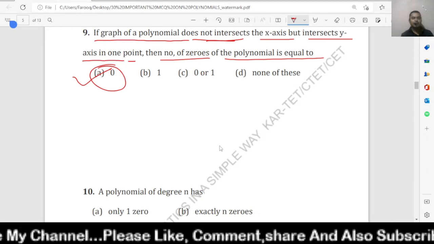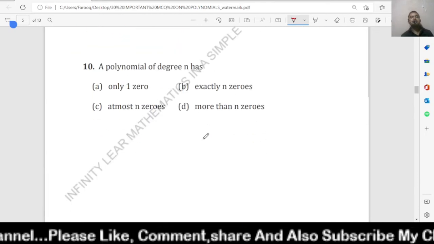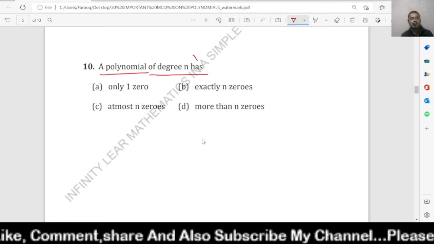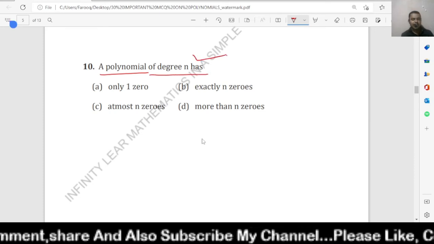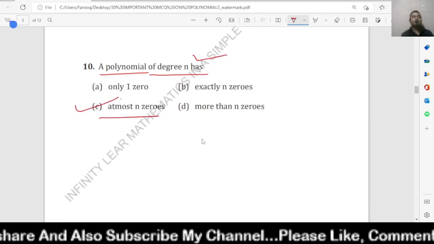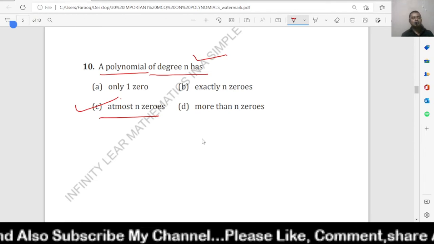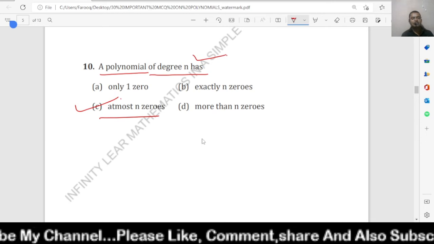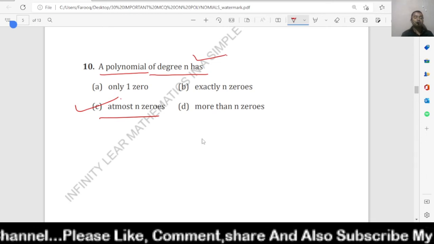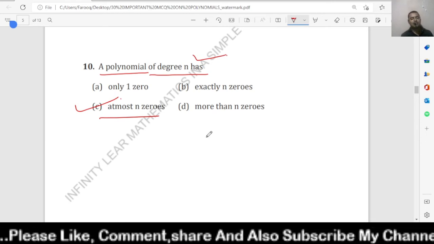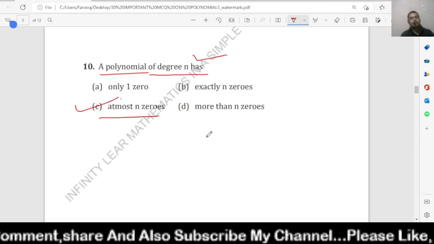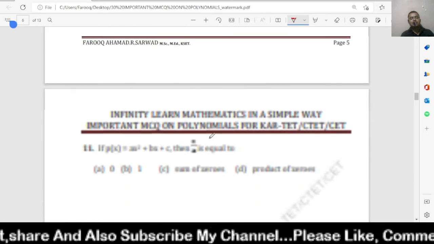Yes, next question. A polynomial of degree n has at most n zeros. If it has degree 1, 1 zero of the polynomial. If it has degree 2, at most 2 zeros of the polynomial. If it has degree 3, at most 3 zeros of the polynomial, we can say. If it has degree n, then it has at most n zeros, we can say.